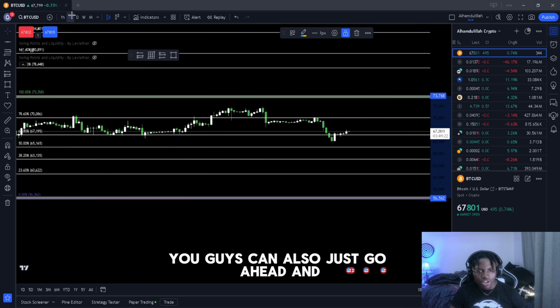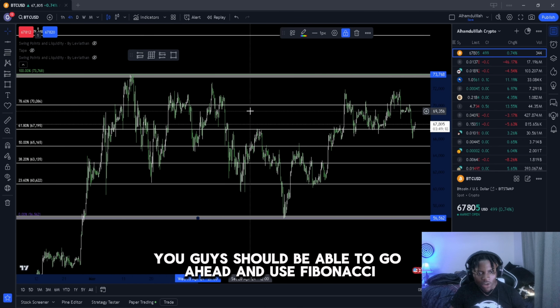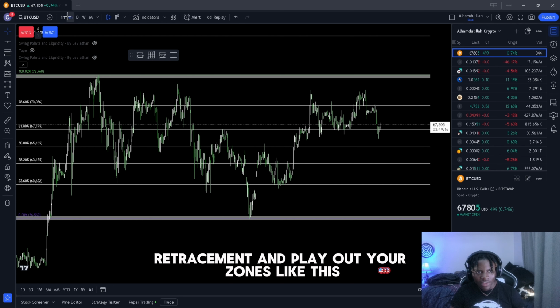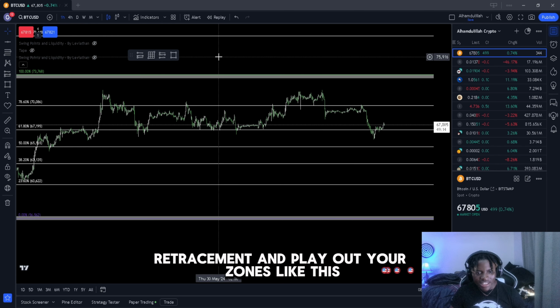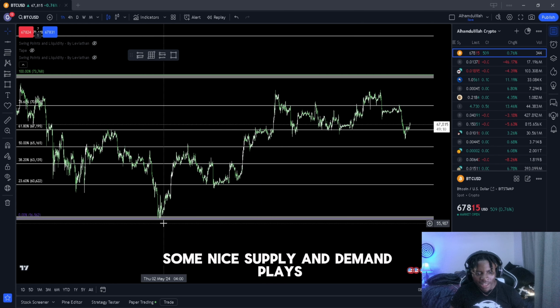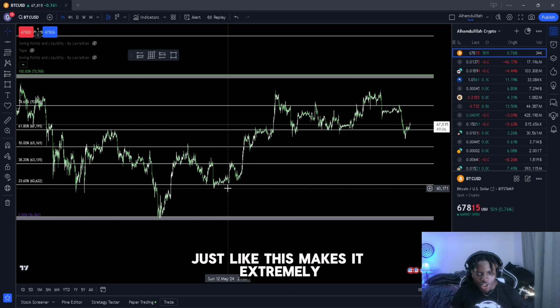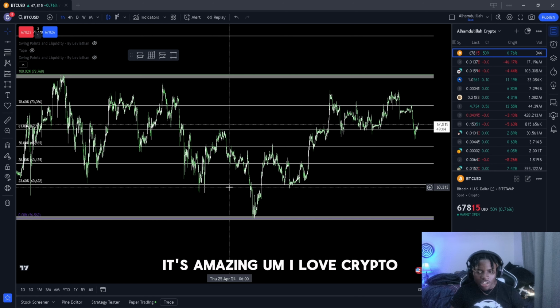You guys can also just go ahead and draw your higher time frame zones out like that. From there, you guys should be able to go ahead and use Fibonacci retracement and play out your zones like this. And you guys can go ahead and scalp and catch yourself some nice supply and demand plays throughout the course of the structure, just like this. Makes it extremely, extremely easy, guys, and honestly, it's amazing.